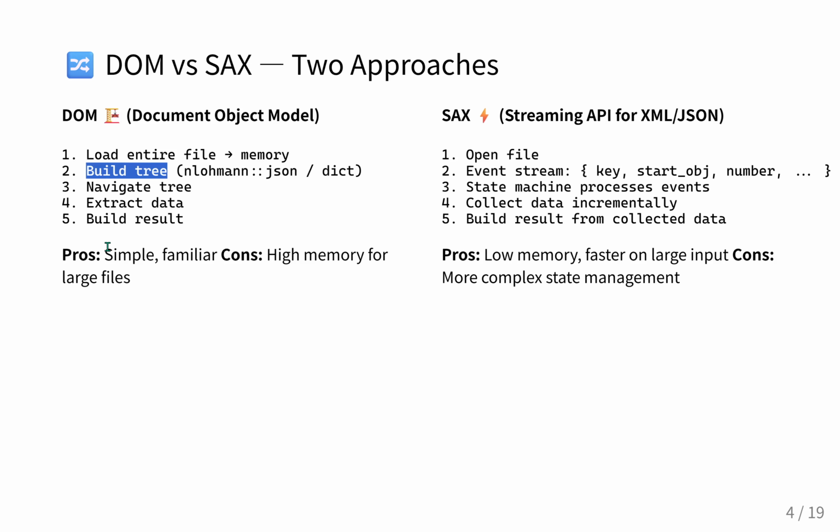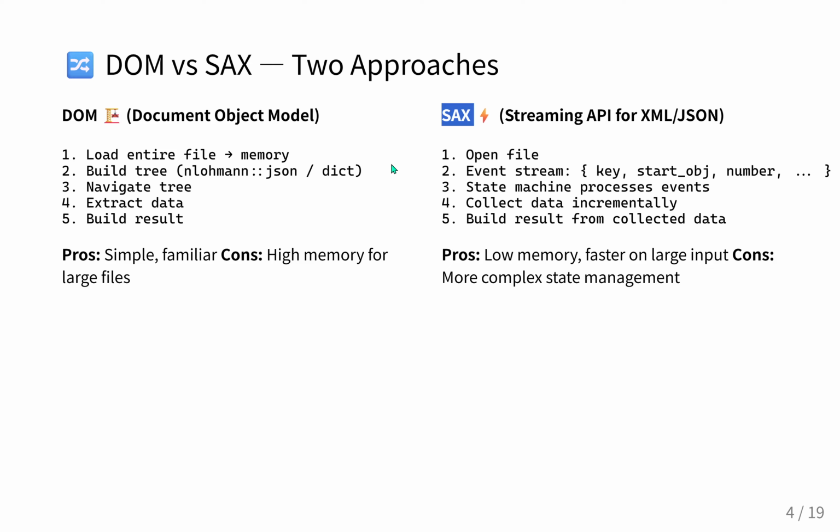Exactly. But the fatal flaw is memory capacity. If the encyclopedia is too big, your computer simply runs out of space, starts thrashing its hard drive to compensate, and eventually the whole system crashes. It just gives up. Yeah. And that is why the alternative is SAX, which stands for Simple API for XML, though it applies perfectly to JSON here as well. So if DOM is memorizing the whole encyclopedia, SAX must be a totally different mechanical approach.